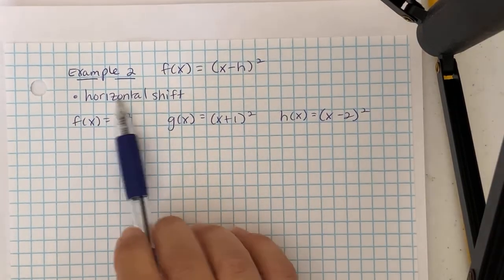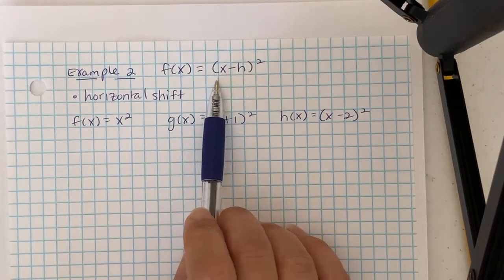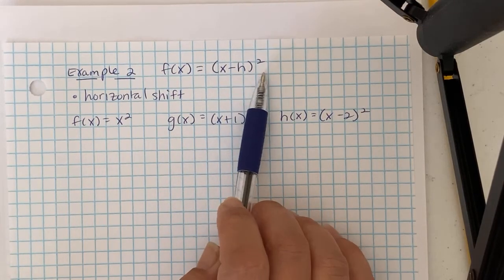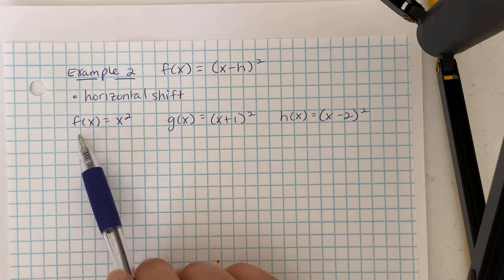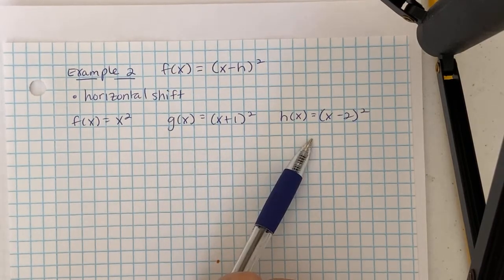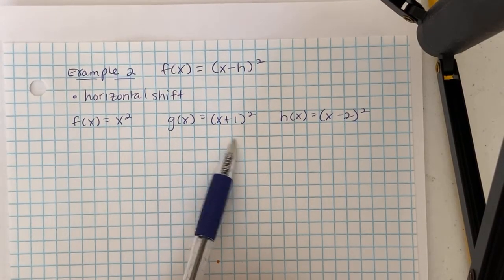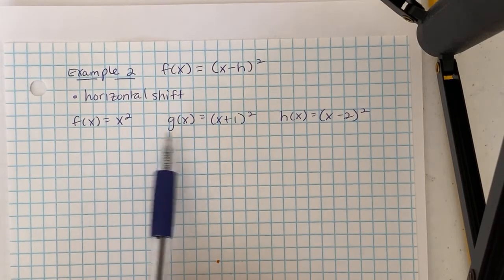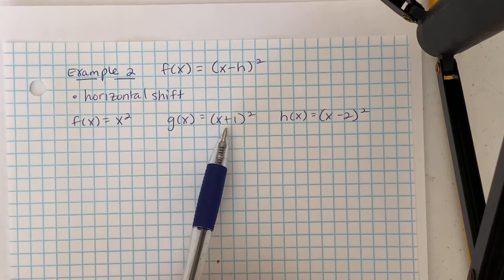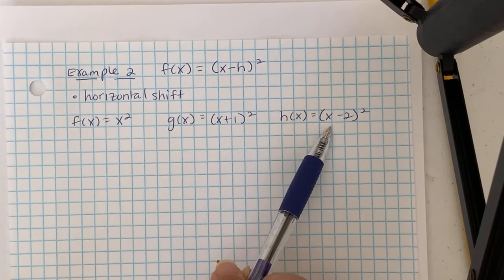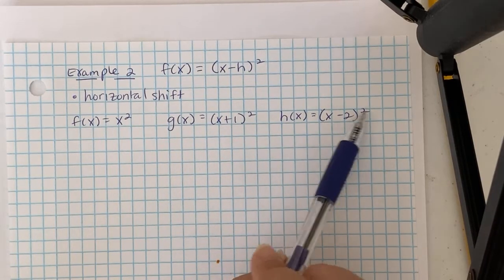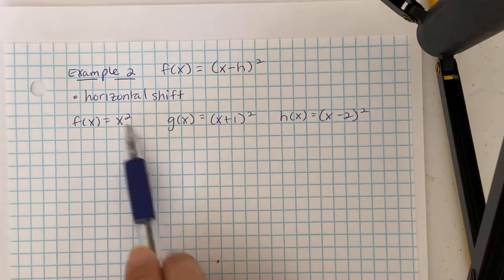In this example, example 2, we're going to do f of x equals (x minus h) squared. So these are known as your horizontal shifts. Again, we're going to graph the same three functions, all on the same coordinate grid. F of x is equal to x squared. G of x is now equal to (x plus 1) squared. H of x is equal to (x minus 2) squared. So again, this is our parent function here.